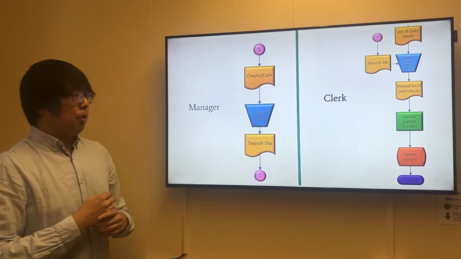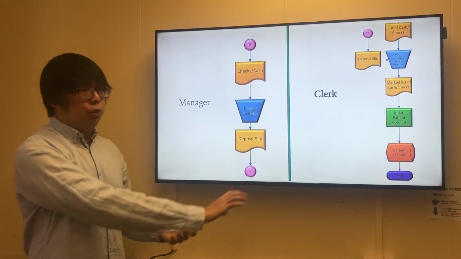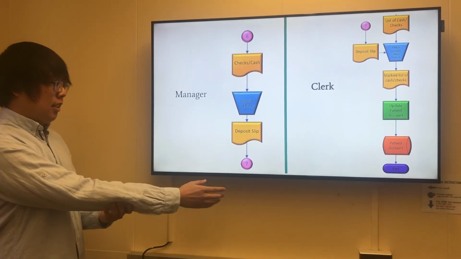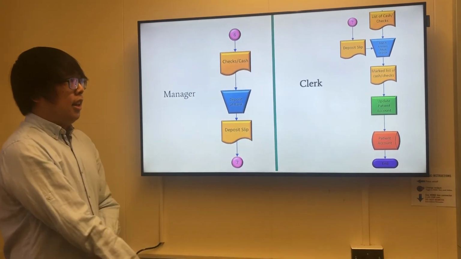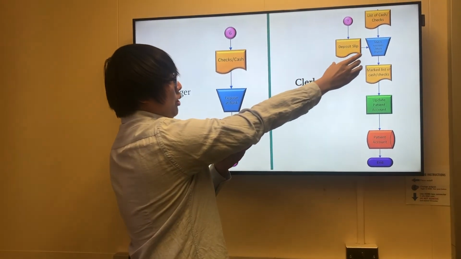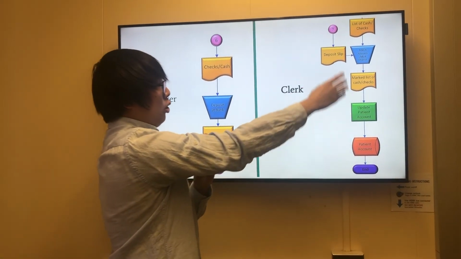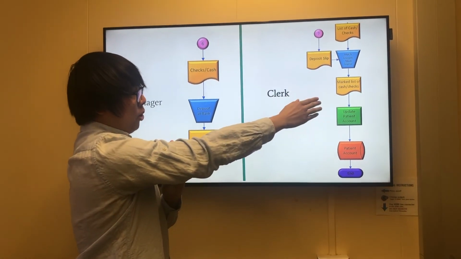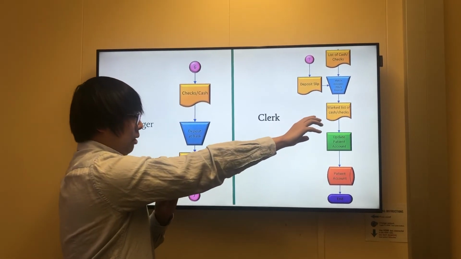And this one is based on the idea that the manager, after he deposits the money, before it just ended there. But now that we've updated this, he instead gets a deposit slip from the bank after he deposits it, and that deposit slip is cross-referenced with the list of checks and cash that the clerk makes. The clerk then matches the amounts and then marks the list of cash and checks as deposited. From this point on, it remains the same as the previous diagram.